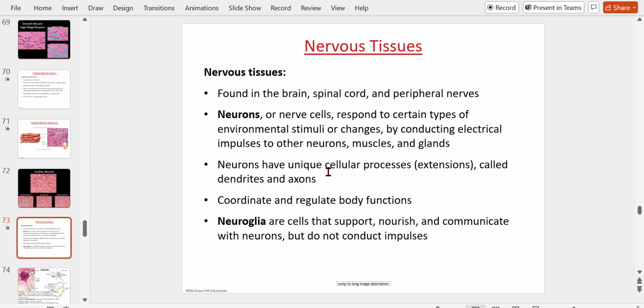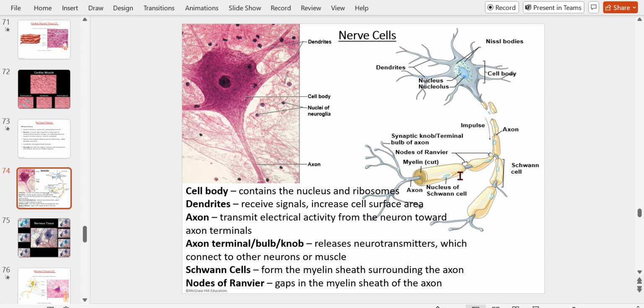Nervous tissue, we're on to the end now. This is the easiest to identify. Here we're talking neurons or nerve cells that respond to a certain type of environmental stimuli or changes by conducting electrical impulses to other neurons, muscles, or glands. Neurons have unique cellular properties, extensions called dendrites and axons, that coordinate and regulate body function. Neuroglia are cells that support, nourish, and communicate with neurons but do not conduct impulses.